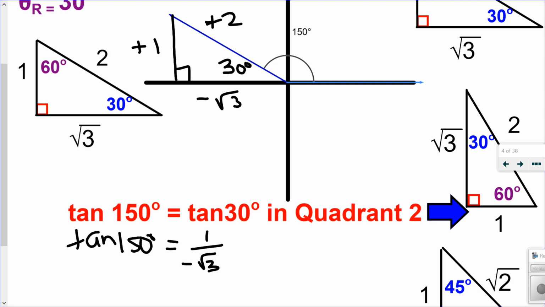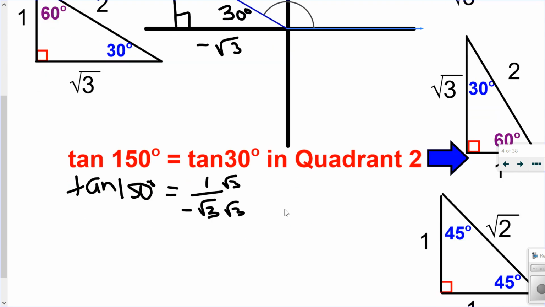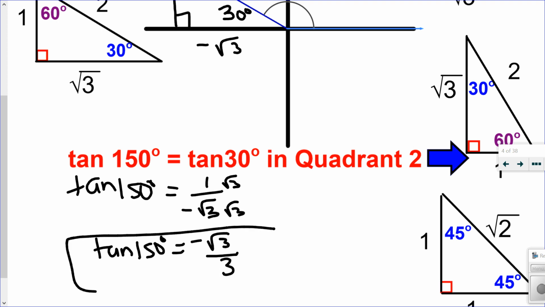Now let's just rationalize that denominator. Root 3 times root 3. So that's really going to be 1 times root 3 is root 3. Root 3 times root 3 is 3. And let's put the negative in the numerator. We don't want to lose it, so common convention, a negative in the denominator comes up to the numerator. So this is what tan of 150 degrees is.